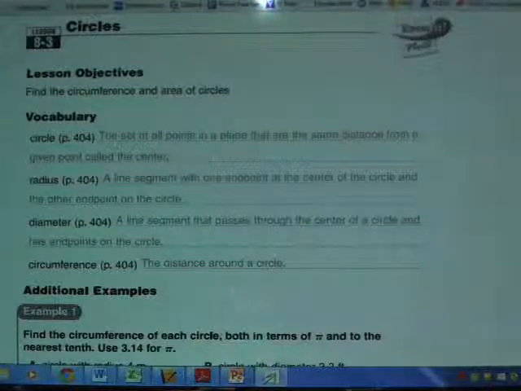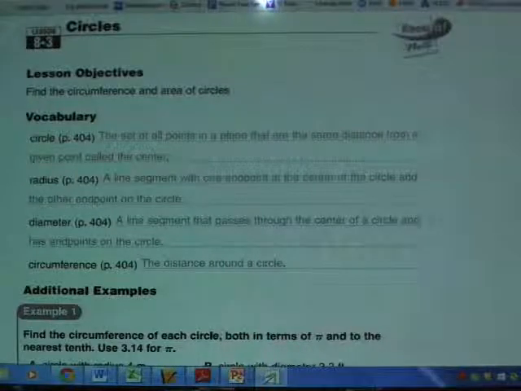Let's get to some definitions. That's a circle to begin with. A circle is the set of all points in a plane that are the same distance from a given point called the center.